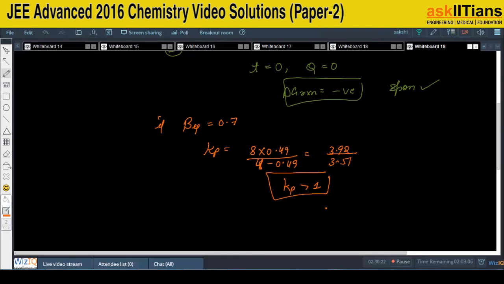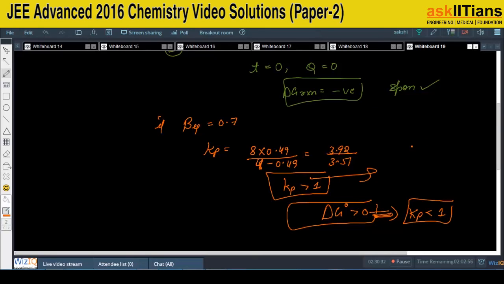Since it is given to you that delta G naught of the reaction is greater than 0, that means it is proved that Kp should be less than 1. But here this option says that Kp should be greater than 1. So we have got this as the correct option, because this is the incorrect statement that we have been looking for. So for the time being, let's mark option number C as the answer.